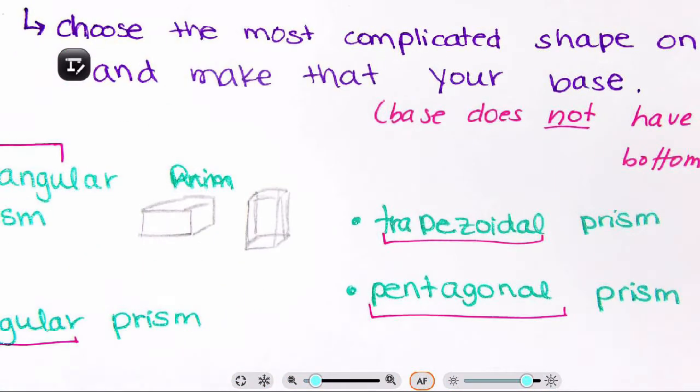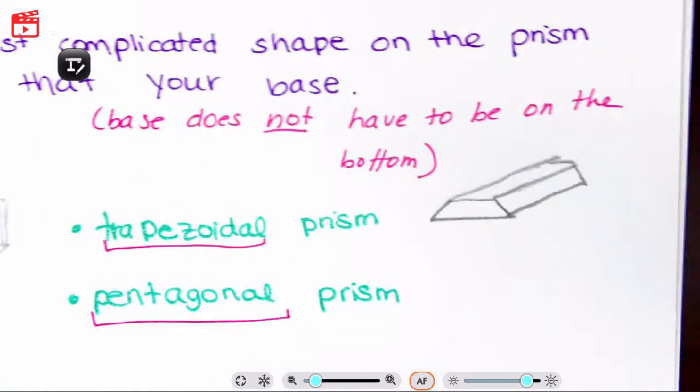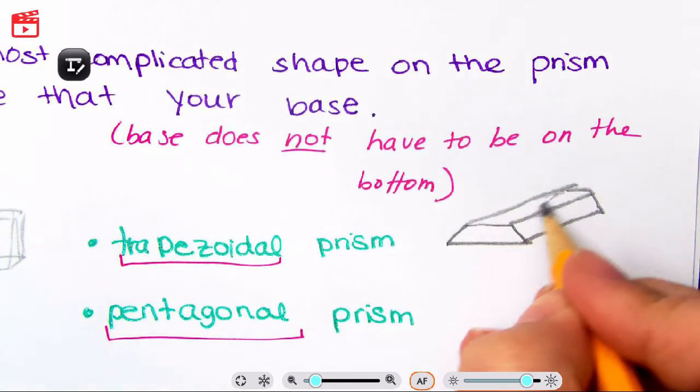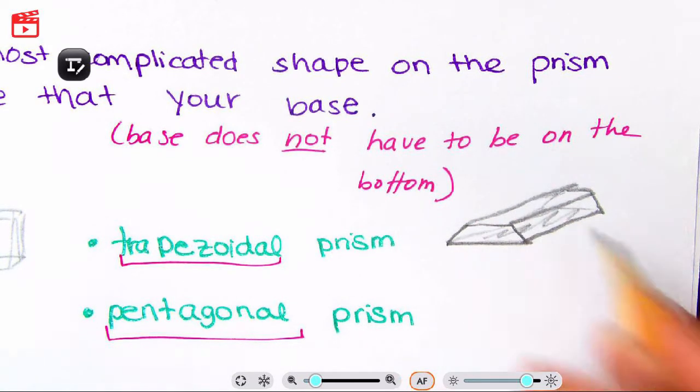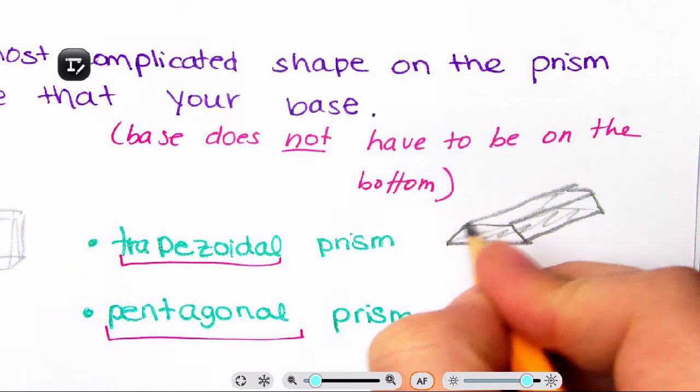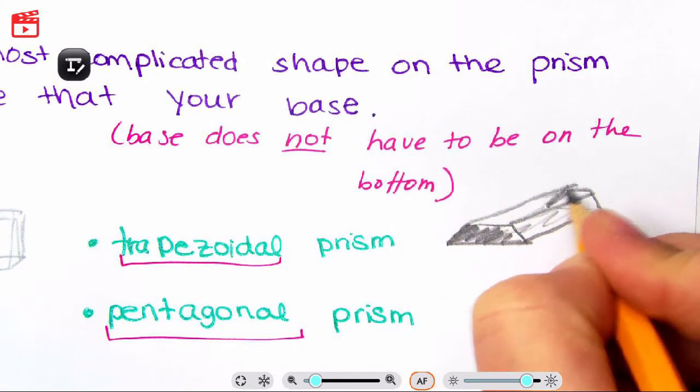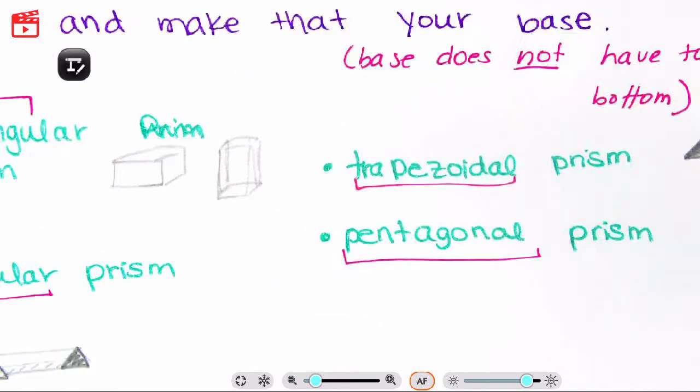So we're going to go with a triangle as our base. For a trapezoidal prism, let's draw a trapezoid and make that into a prism. And again, if you notice, you have a rectangle here on the bottom. We don't want that rectangle because a trapezoid is more complicated than a rectangle. So we're going to choose our trapezoids as our base.